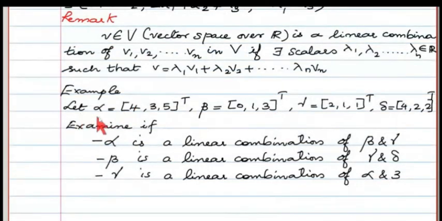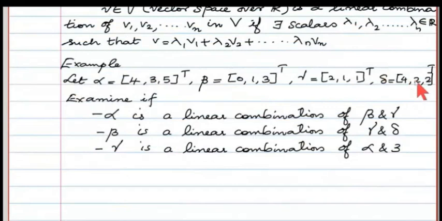Example: let alpha equal to (4, 3, 5) transpose, beta equal to vector (0, 1, 3) transpose, gamma equal to vector (2, 1, 1) transpose, delta equal to vector (4, 2, 2) transpose. Here we are representing the transpose of the vectors. We wrote T, meaning we are writing the transpose, because this one is actually a column vector, but here we are representing it as a row. That's why we put the T for transpose.